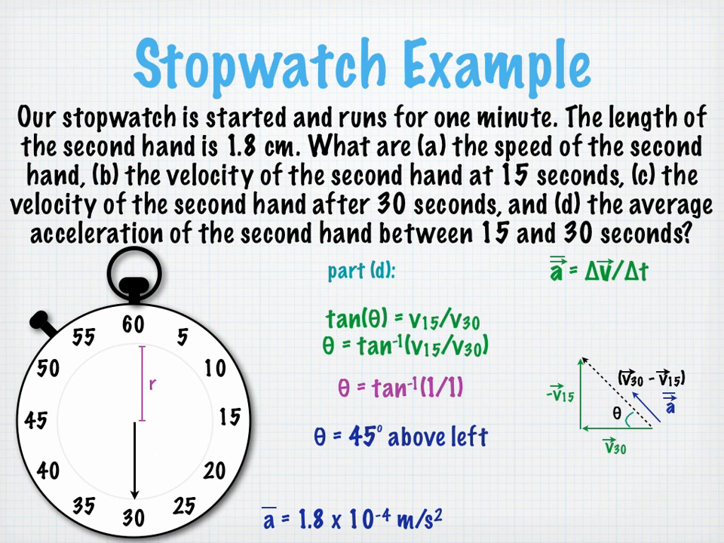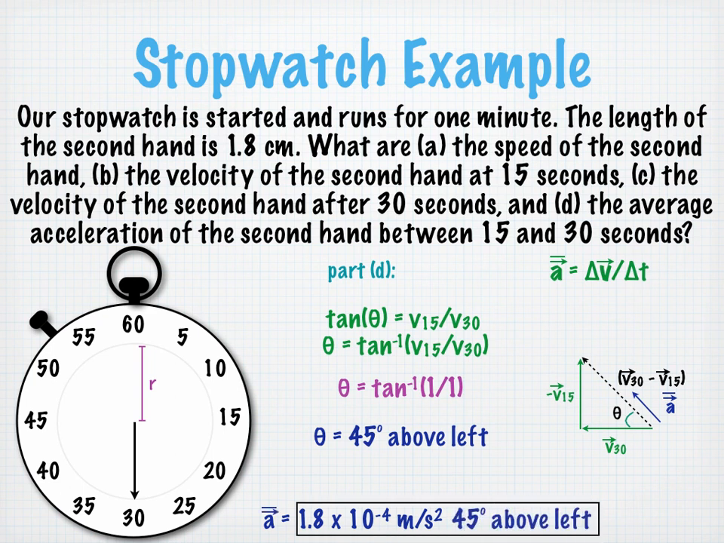So our combined final answer for the average acceleration of the second hand between 15 and 30 seconds is 1.8 times 10 to the minus 4 meters per second squared, 45 degrees above left. You can see that problems involving uniform circular motion use many of the concepts that we deal with in uniform linear motion, including making sure that your vectors have both magnitude and direction.